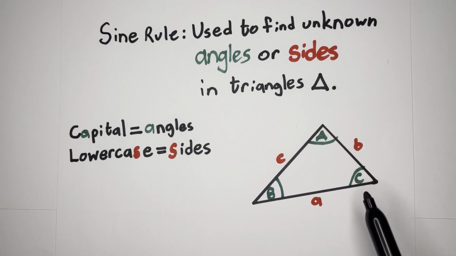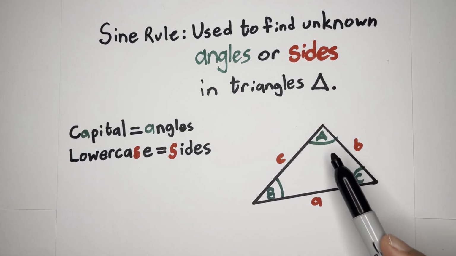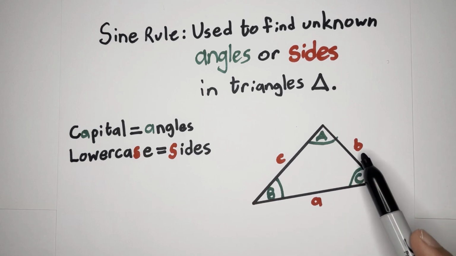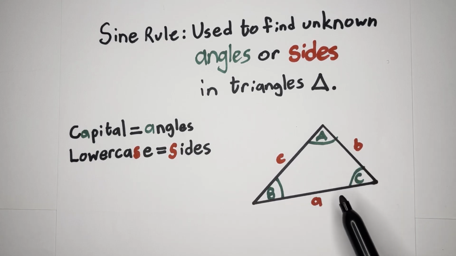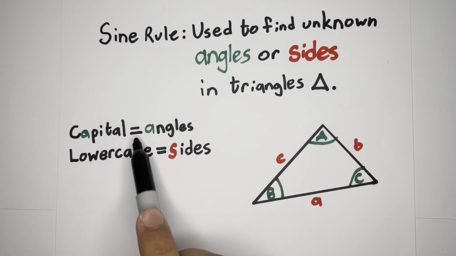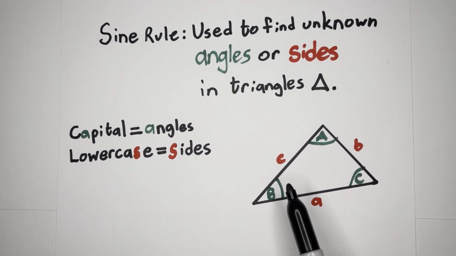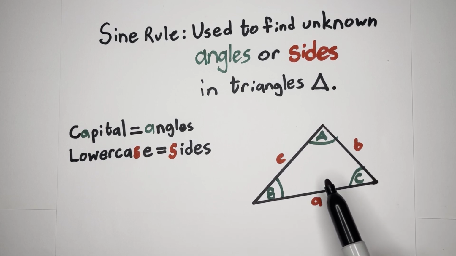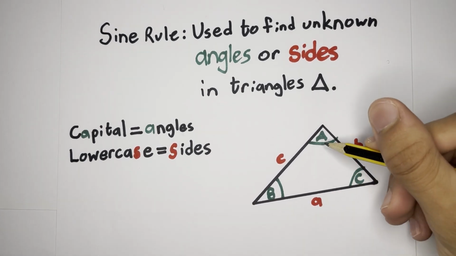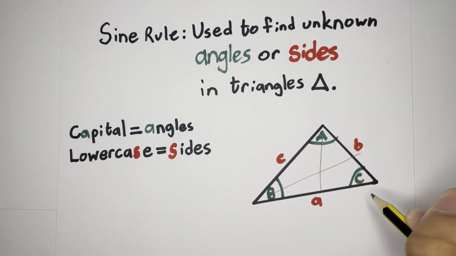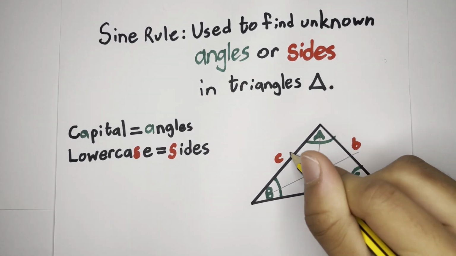In this triangle, for example, you can see that I've labeled the angles A, B, and C in capital letters, and the sides a, b, and c also, except in lowercase letters. You must always remember that capital letters are used for angles, and we use lowercase letters for sides, and this is usually consistent with all forms of trigonometry. In the triangle, side a is always opposite to angle A, side b is always opposite to angle B, and side c is always opposite to angle C.